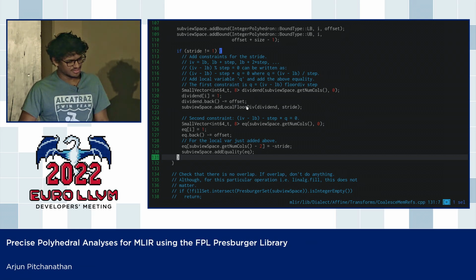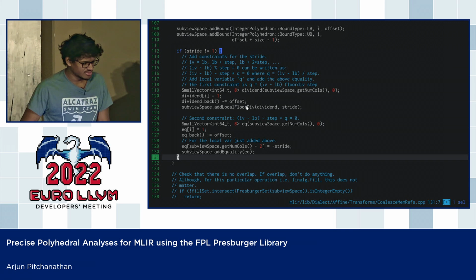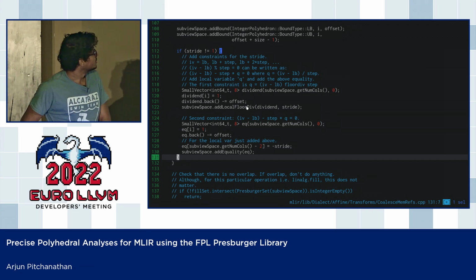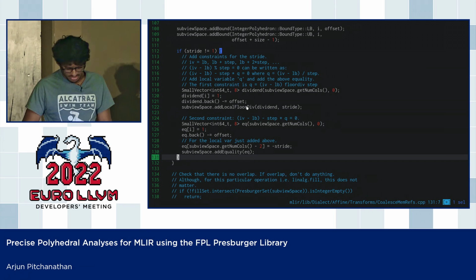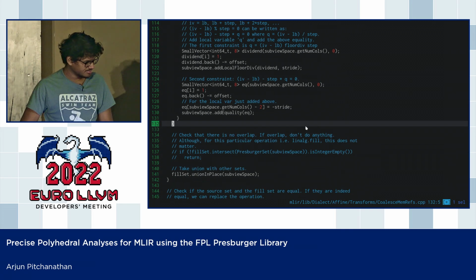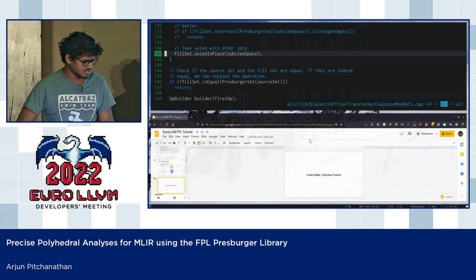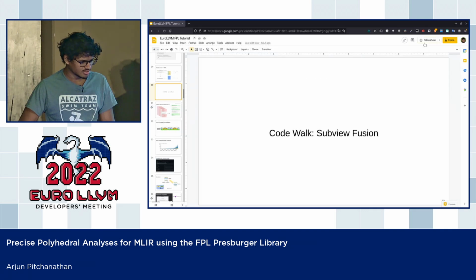This can be abstracted into a function for the integer polyhedron, saying add mod constraint or something like that. But I thought that it would be useful to show a little bit more of how to work directly with the library in case you need to. So that's the implementation of fusing these subviews if they are actually equal to their source array.